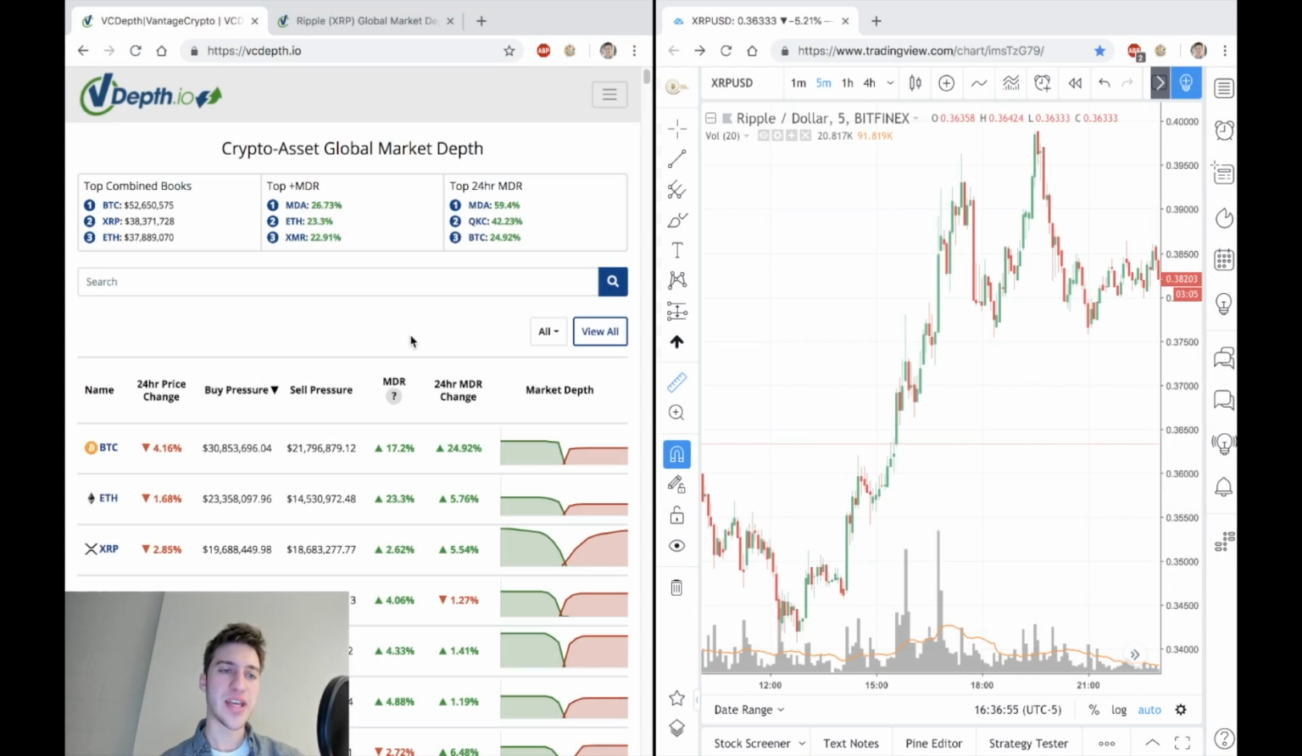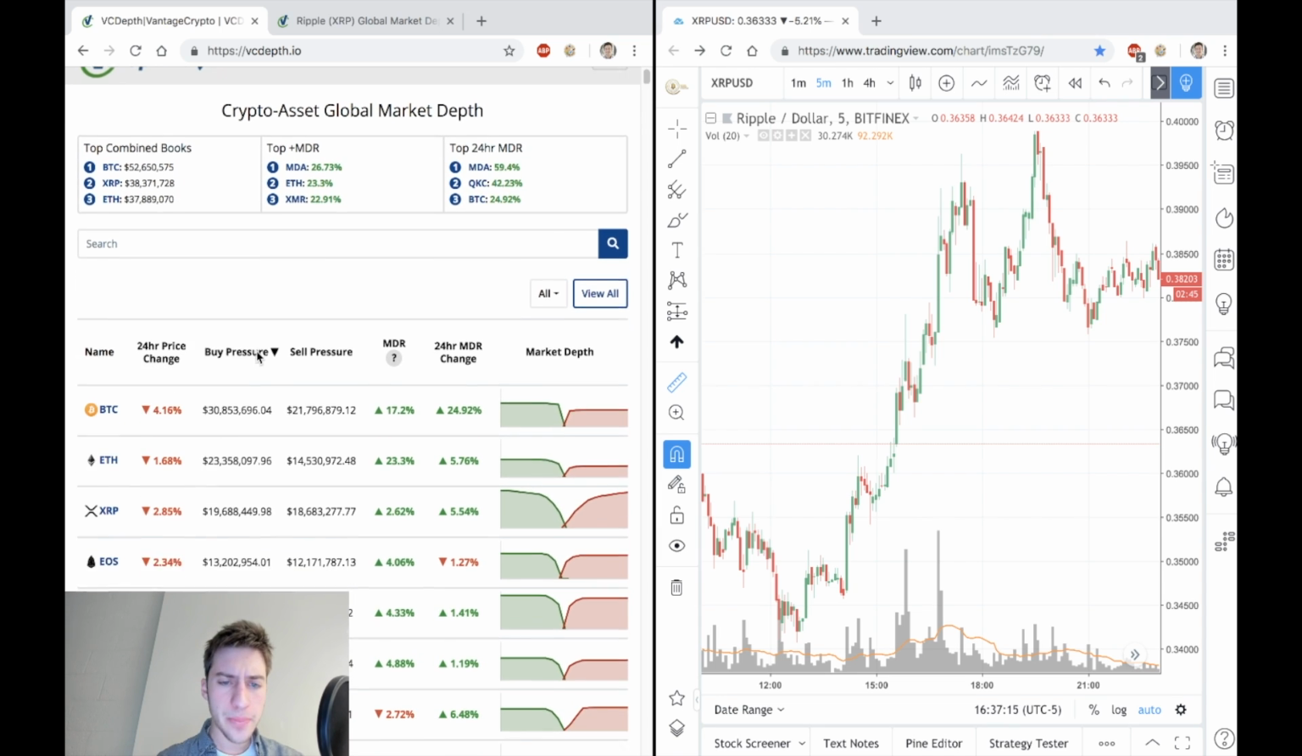All right, traders, let's get into vdepth.io and how to understand what it's saying and how to use the information that it has. So what we're going to go through is what these tabs mean, and then we're going to be looking at a few different coins and actually using this information to trade off of historical market depth ratios. So this is all pretty intuitive.